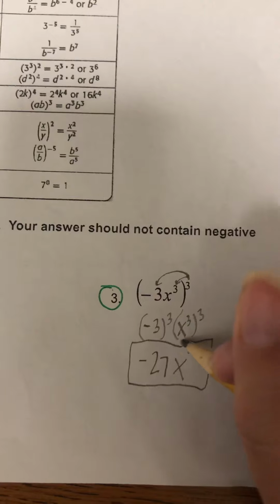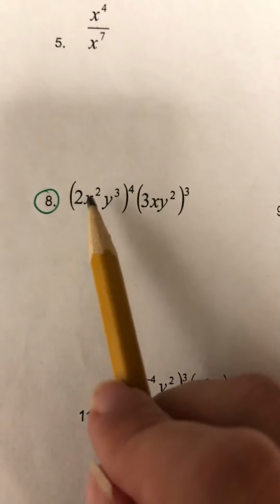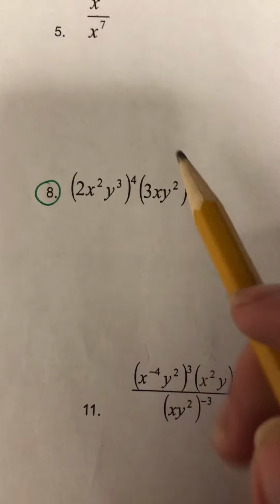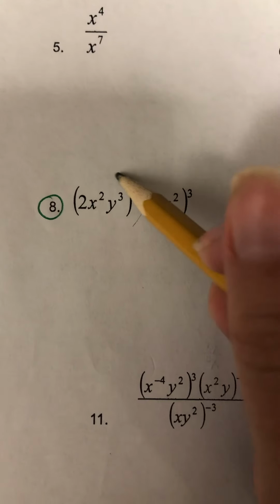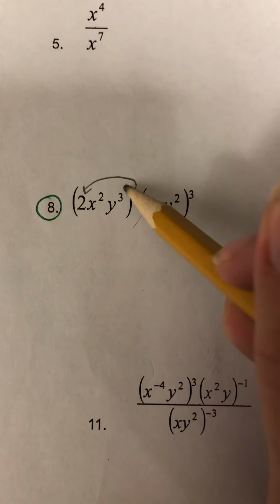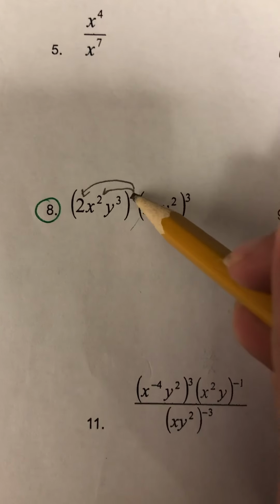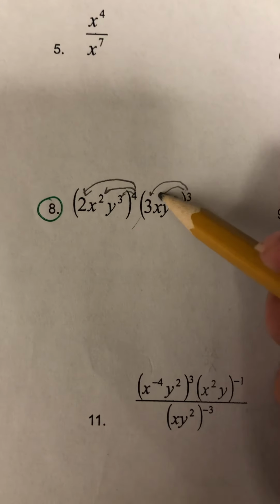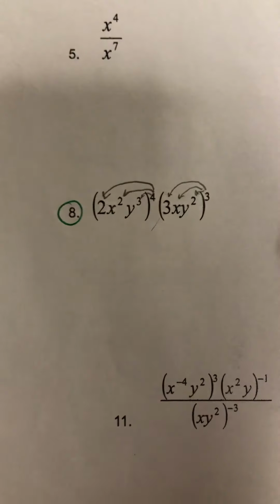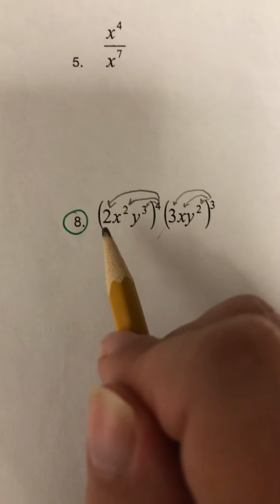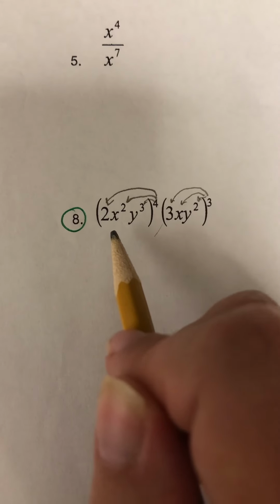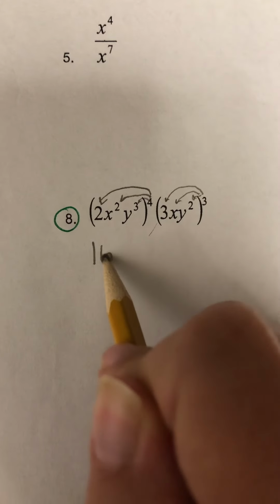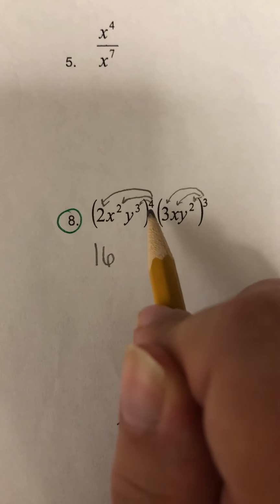All right, let's look at some more complicated ones where there's even more exponent rules to use in one problem. Again, we have terms being to the power. So first thing we want to do is distribute that power to each part inside the parentheses. So 2 to the fourth is 2 times 2, which is 4, times 2, which is 8, times 2 is 16. X squared to the fourth, a power to a power.